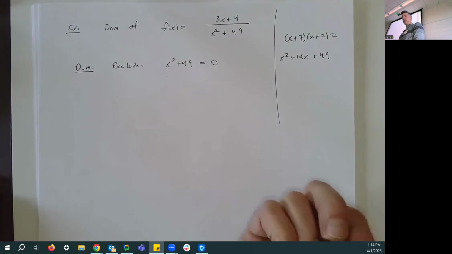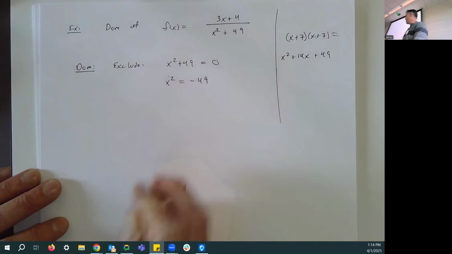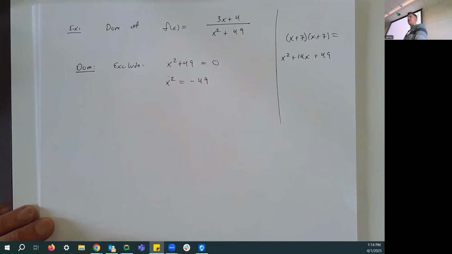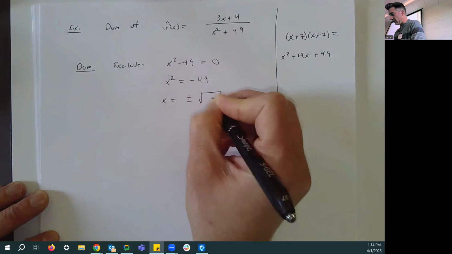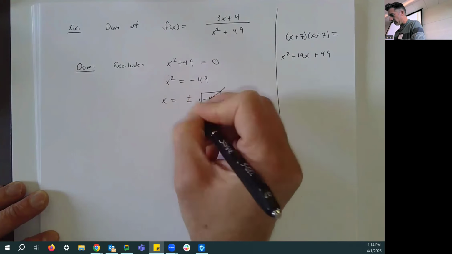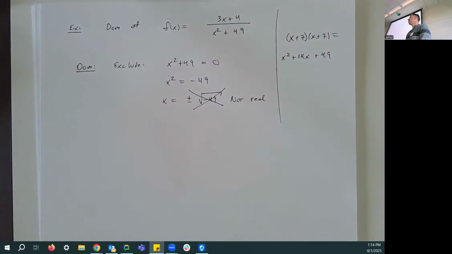Or if you tried to solve this, you could go the other route. But that's a problem, because if I try to square root both sides, I'm going to have a square root of a negative number, and that's not real. x is plus or minus the square root of negative 49. Nope, no dice. That's not real. This denominator is never equal to 0. Let's think about it from a more logical perspective.